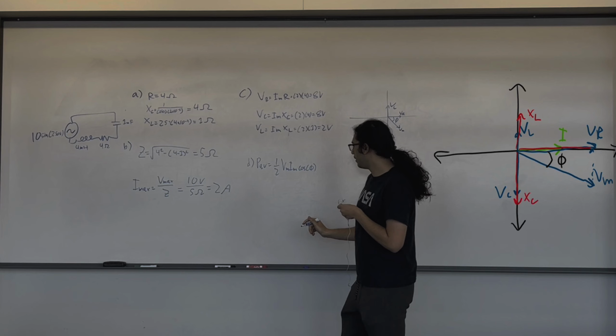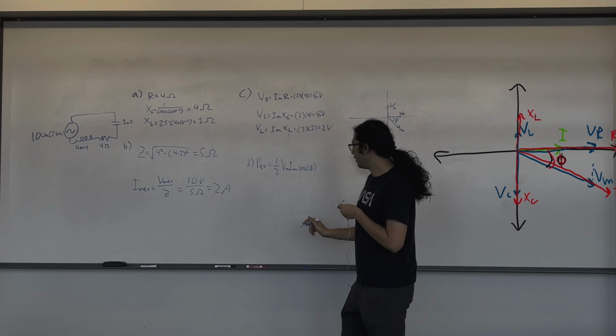And you'll see that they all actually perfectly line up with their voltage counterparts. So we'll see that the inductive reactance is in the same direction as the inductor voltage, capacitive reactance is in the same direction as capacitor voltage, resistance in the same as resistor voltage, and impedance in the same as max voltage.